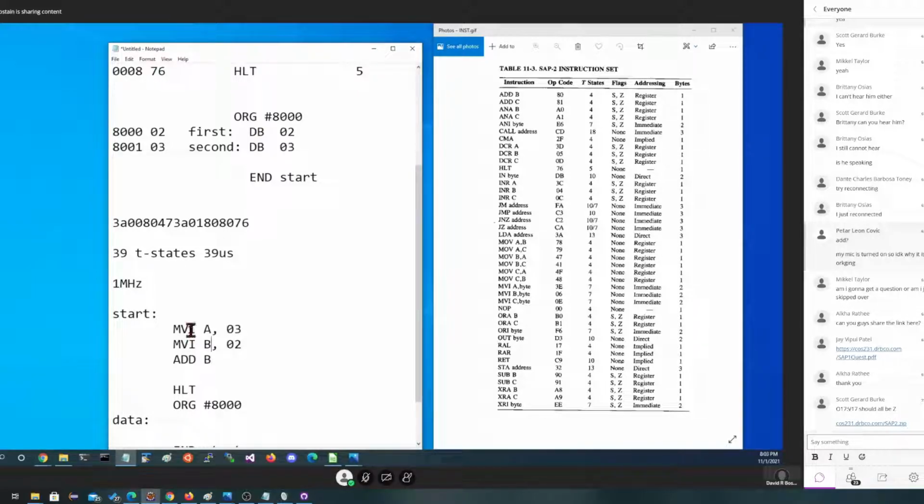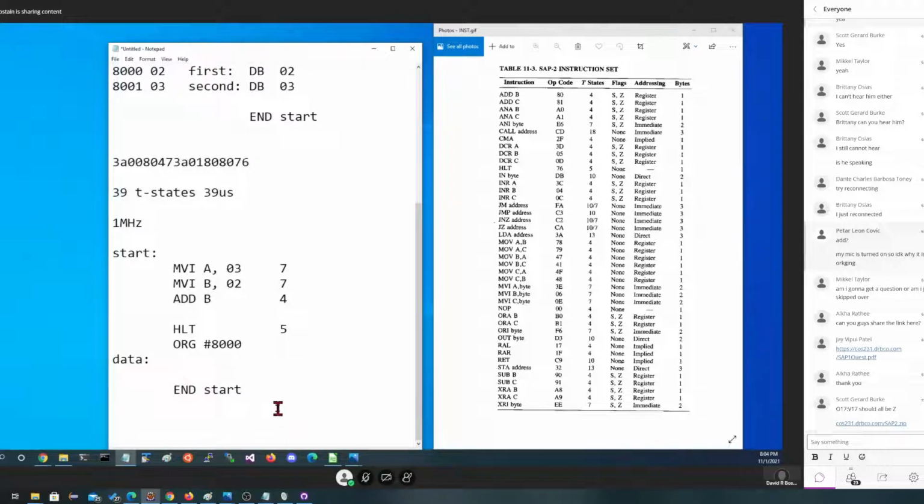And halt. How many T states does a move immediate take? Scott? 7. We got a couple 7s here. We got a 4 here. I believe we said we had a 5 here. 9 plus 14, what is that? 23. So this guy takes 23 T states, which is how many microseconds? I can get this one. How many, Scott? 23 microseconds. Yeah, excellent. Okay, so this is indeed faster.